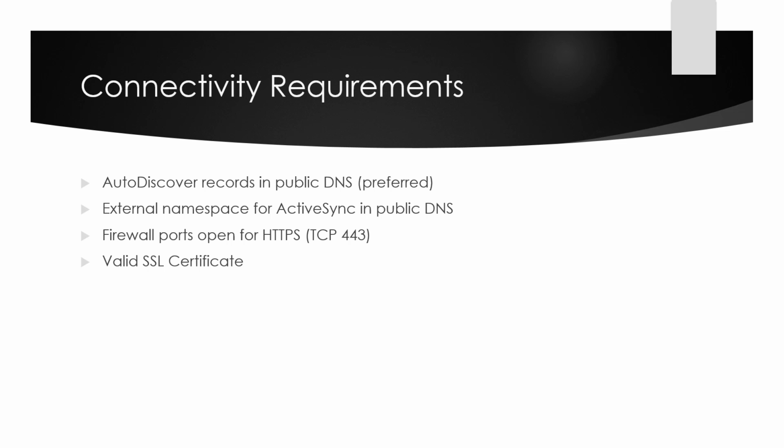And of course, that external namespace for ActiveSync also has to be recorded in your public DNS so that it's resolvable by mobile devices that are connected to the internet. Because they're coming in from the internet, you need HTTPS or TCP port 443 open for the device to make its SSL encrypted connection through your firewall to your Exchange server. And we also need a valid SSL certificate.